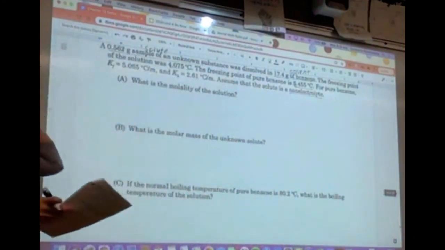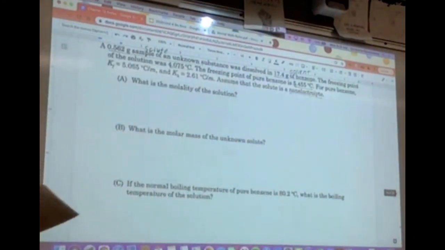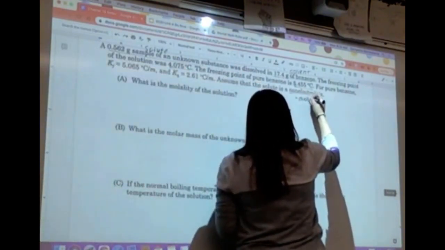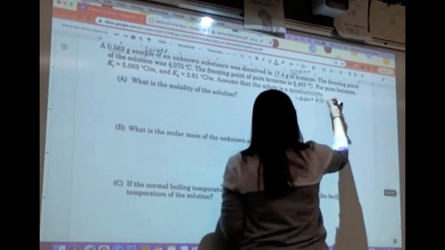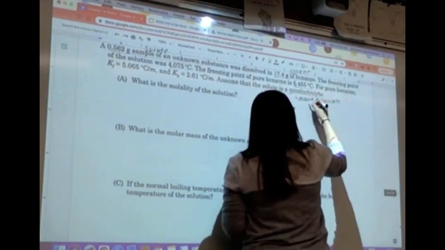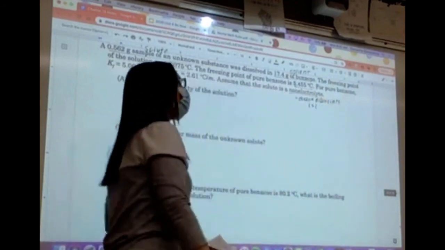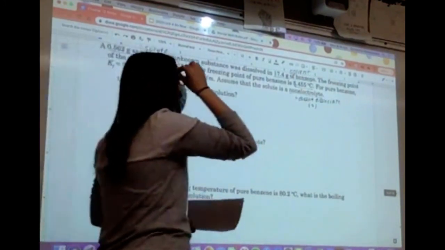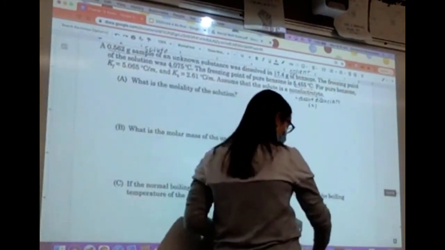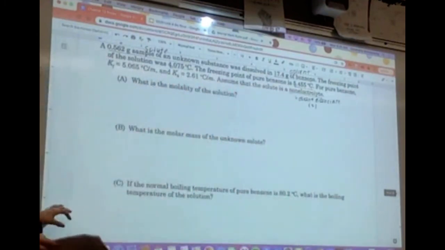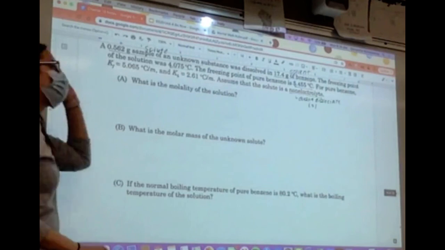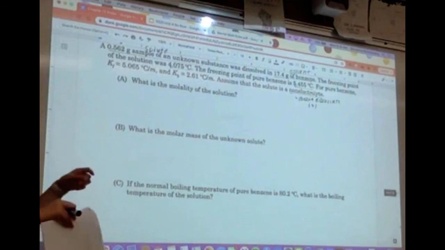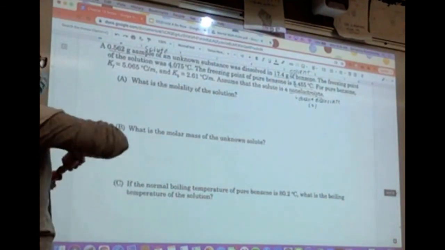A non-electrolyte means that it does not dissociate. It doesn't break apart. And the reason that's useful is because that means that i is 1. So the van 't Hoff factor is 1. We'll talk more about the van 't Hoff factor in more specifics in part D. But for now, if it says it's a non-electrolyte, it doesn't dissociate, so i is 1. That means it remains as 1 particle. So for part A, what's the molality of the solution?